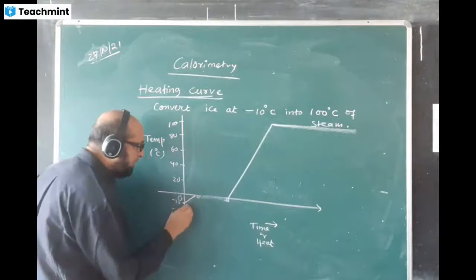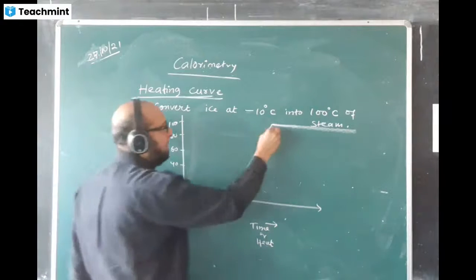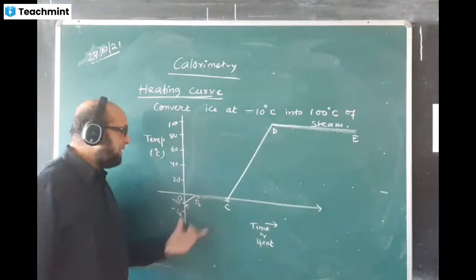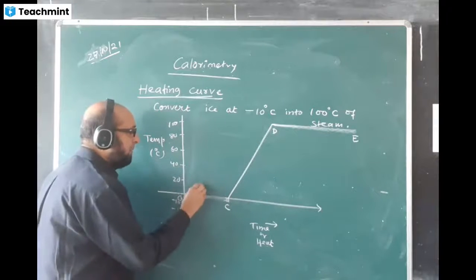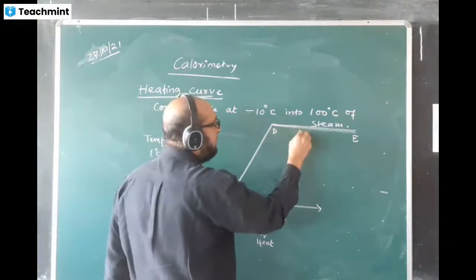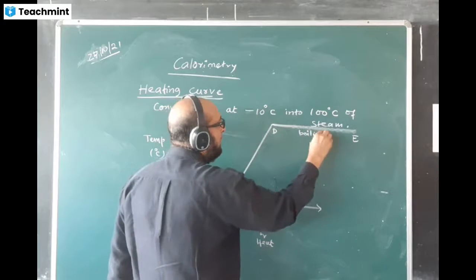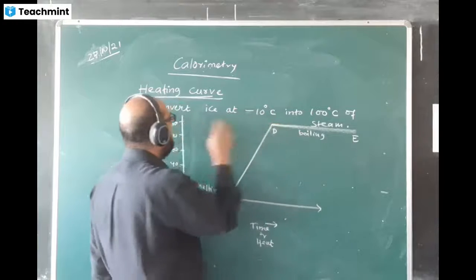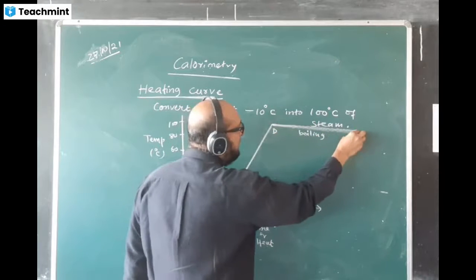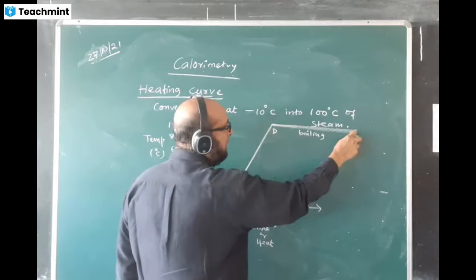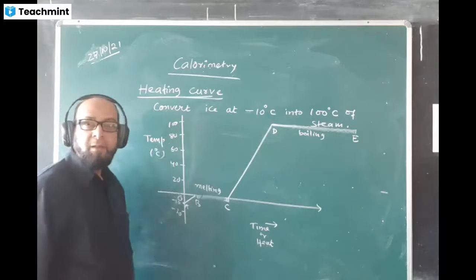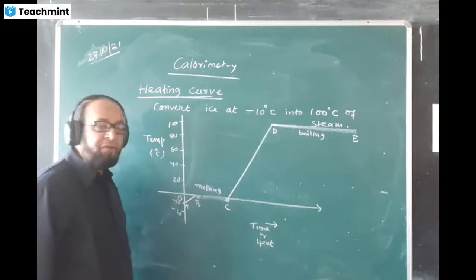We can name the regions A, B, C, D, E. This region represents melting. This region represents the process of boiling. Now water is boiling at 100 degrees Celsius and keeps on boiling. Now the process of boiling is complete and here we have steam formed at 100 degrees Celsius. So this graph is called the heating graph, or heating curve.